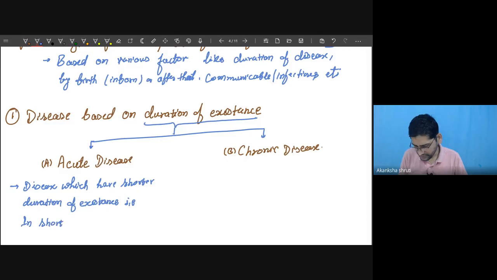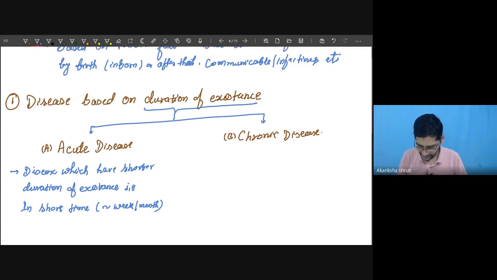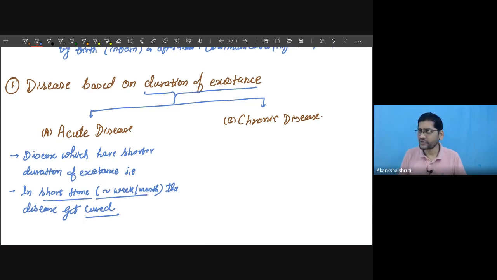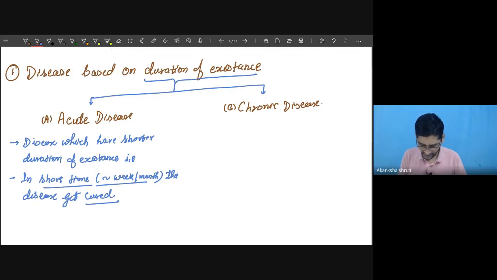In a short time, around a week or a month, a week or even months, the disease gets cured. So this short time means hardly up to a week or a month, but not longer than a month. Then it is called an acute disease.